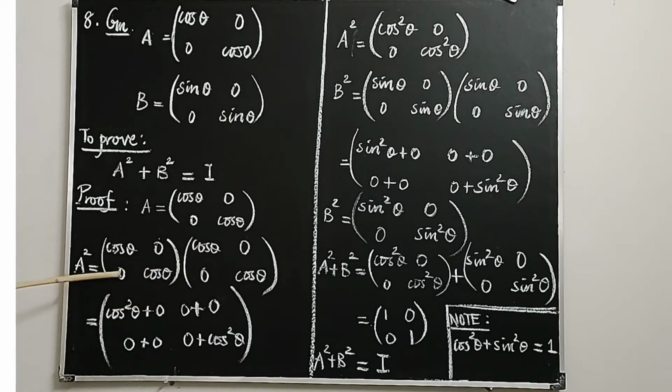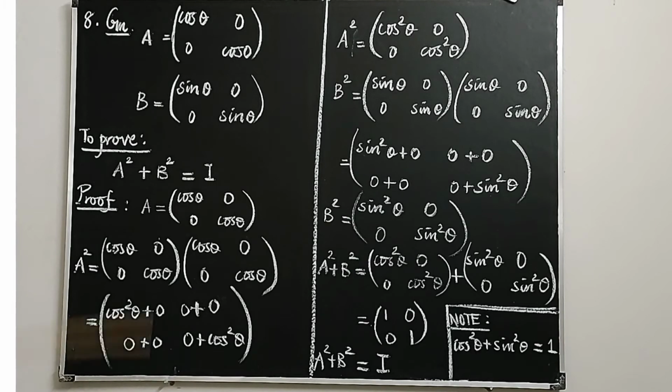Then second row, first column: 0 into cos theta is 0, plus cos theta into 0 is 0. Second row, second column: 0 into 0 is 0, cos theta into cos theta is plus cos square theta. So finally we get A square is equal to cos square theta 0, 0 cos square theta.